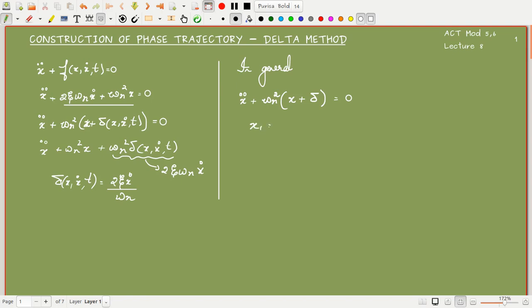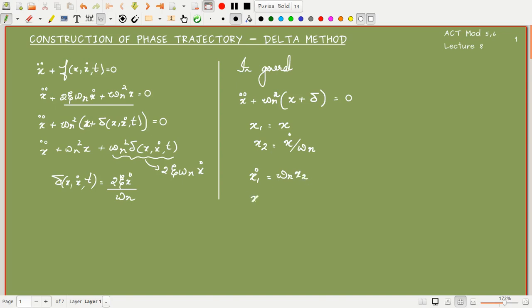Here a little bit of difference is there in choosing the state variables. X1 is equal to x, and X2, instead of taking x dot, we take it as x dot by omega n, in order to get it in a particular form. So x1 dot is x dot, but x dot is not x2. X dot is omega n times x2. So I have to write here x1 dot as omega n times x2.